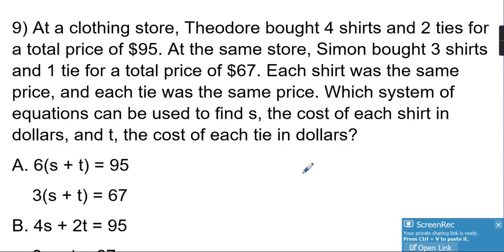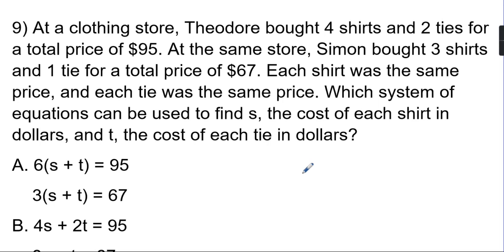Theodore bought 4 shirts and 2 ties for a total price of $95. At the same store, Simon bought 3 shirts and 1 tie for a total price of $67. Each shirt was the same price, and each tie was the same price. Which system of equations can be used to find S, the cost of each shirt in dollars, and T, the cost of each tie in dollars?